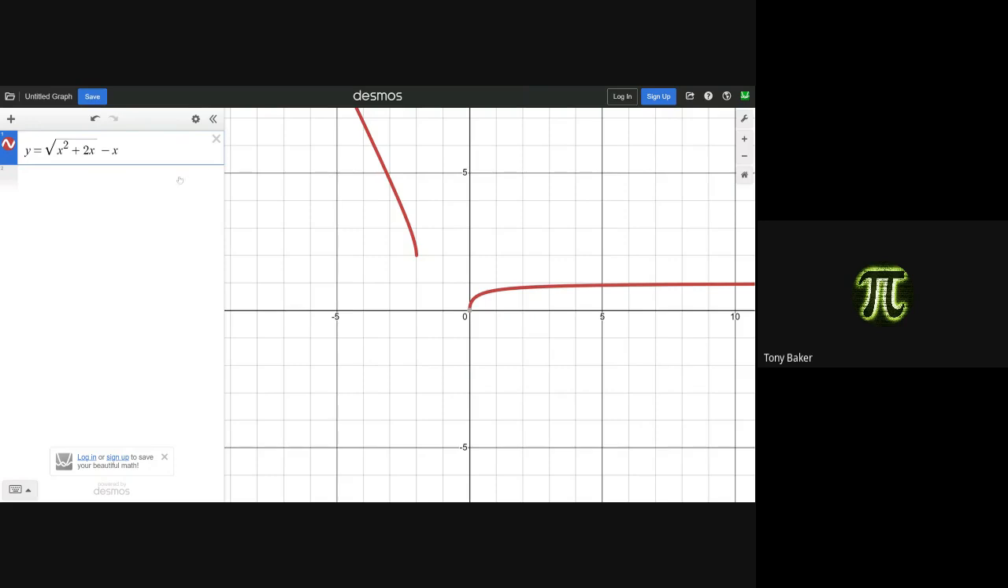So if we had the equation like 1 over x, that's a clear vertical asymptote because it's getting closer and closer to 0, but never actually going to touch it. So that would be a vertical asymptote.